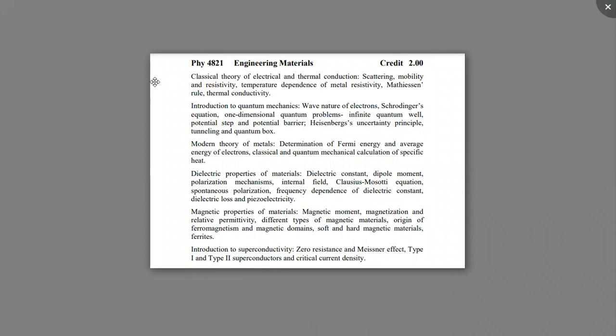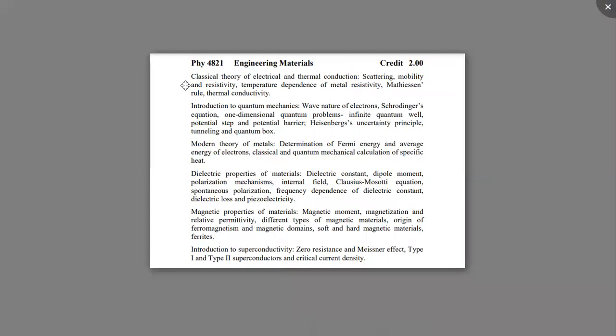Bismillahirrahmanirrahim. So today we will start with our first lecture, and the course code is PHY 4821. The name of this course is Engineering Materials, and this one is a two-credit course. So on the screen, I think all of you can see the syllabus for this course.